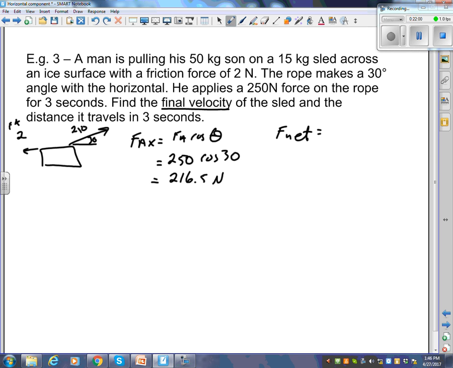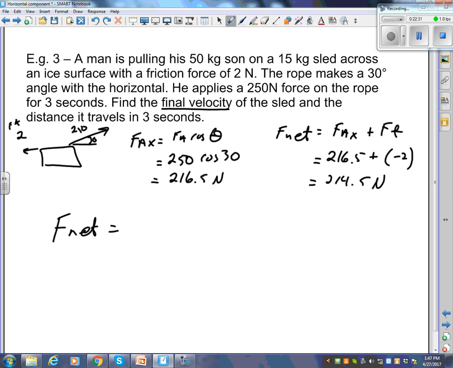F net is equal to the FAX plus the FF. I'm just being complete. 216.5, and we're going to add -2, which of course is 214.5. Now what? Find the acceleration with F net is equal to MA. 214.5. Now, I got 2 masses here.